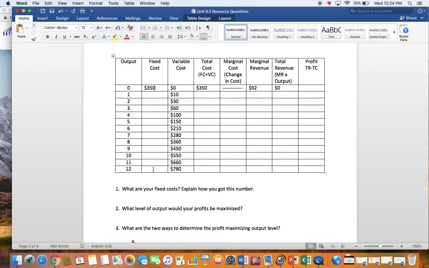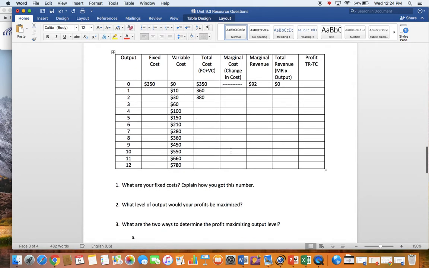You can take that number and put it all the way down, or you can draw an arrow, I don't care, but you're going to have to add across to get your total cost column. So 350 all the way down. Then to get your total cost, take the number in your fixed cost column plus your variable cost, and that's going to give you your total cost. So if these are all 350, you're going to take 350 plus 10 gives you 360, 350 plus 30 gives you 380, and once again just continue all the way down and fill that whole entire cost column out. So just stop your computer and fill that out.